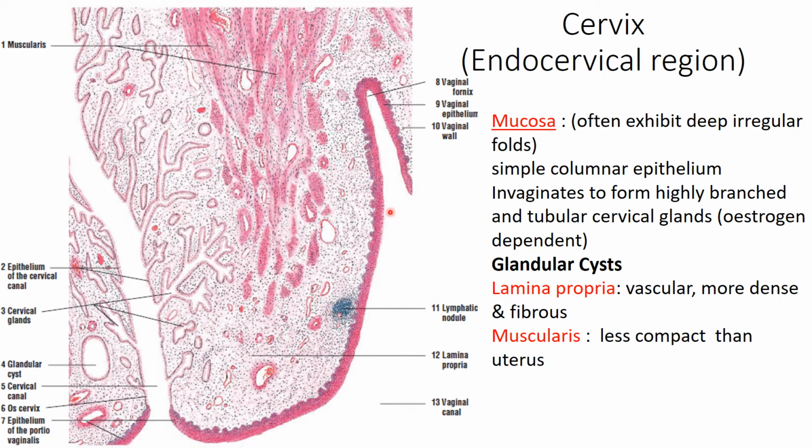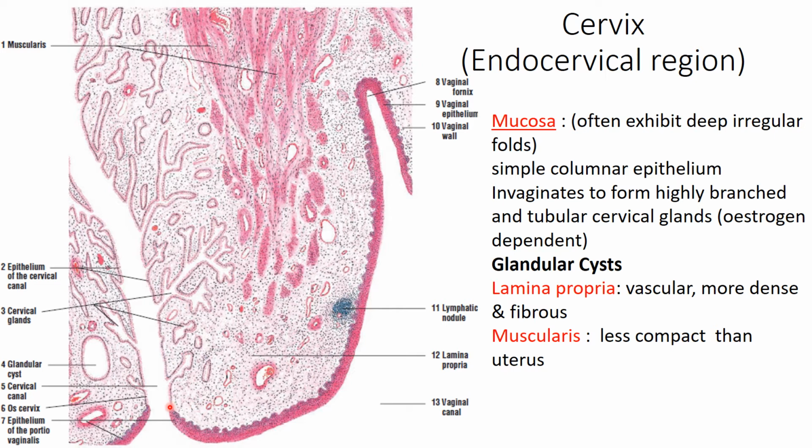Now beneath this is the muscularis. This muscularis here is less compact, with less smooth muscle than that of the uterus. So the muscle here is less than in the uterine cavity.